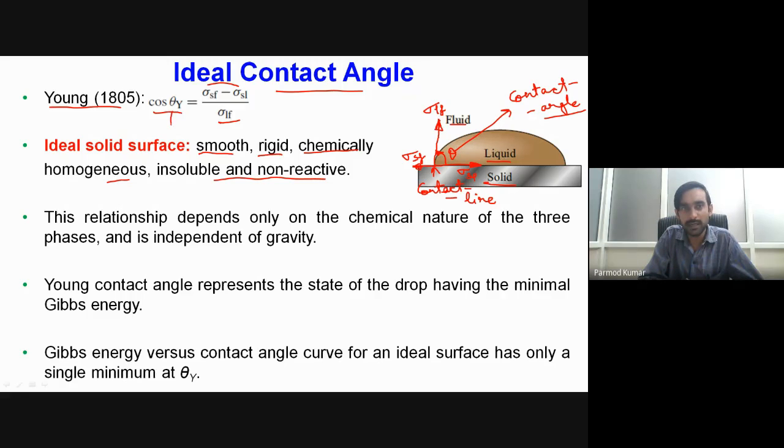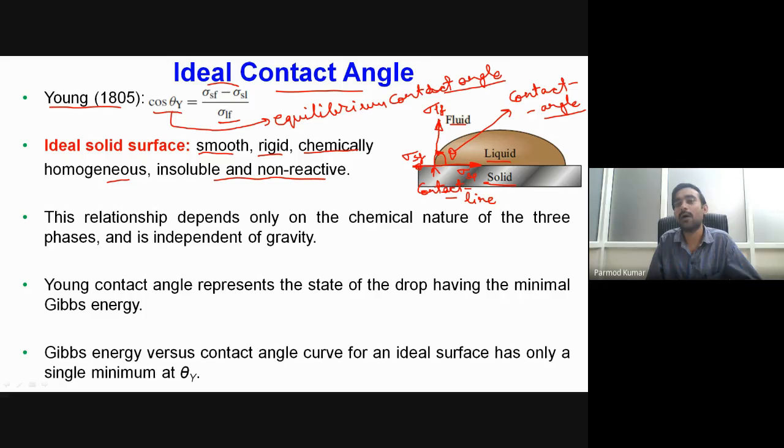So this particular angle theta Y is what is known as the equilibrium contact angle. Okay. So why is it known as the equilibrium contact angle? Because this Young equation is only applicable when our droplet is resting on the surface. So this droplet should not have any type of motion. It is only applicable when the droplet is in equilibrium with the surface. It has settled over the surface. That's why the angle measured from this equation is also known as the equilibrium contact angle.